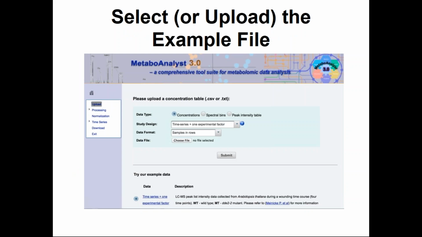So just like what we did at the very beginning, you can upload your data. We've selected the time series module. We've chosen, in this case, a particular data set. It's an example set that you can upload. It's LCMS data.